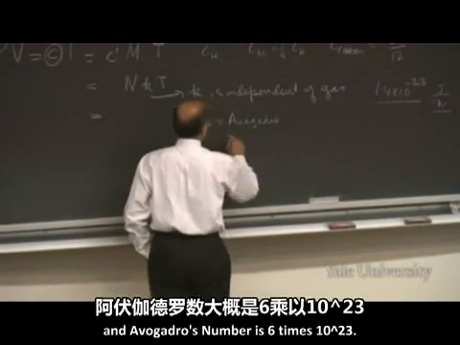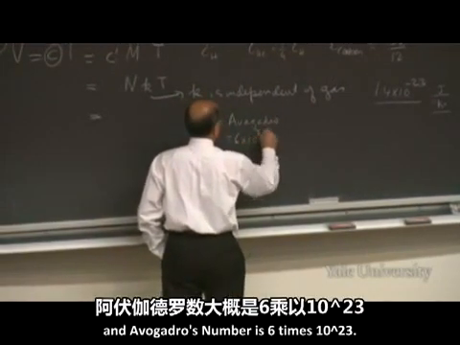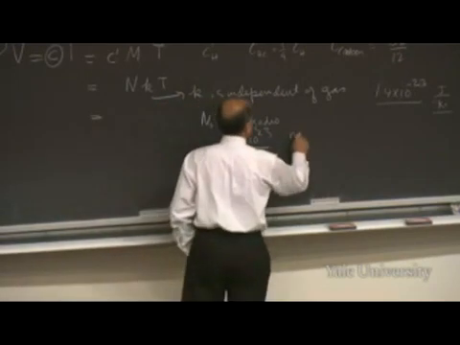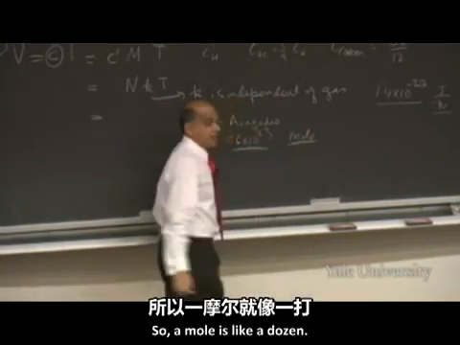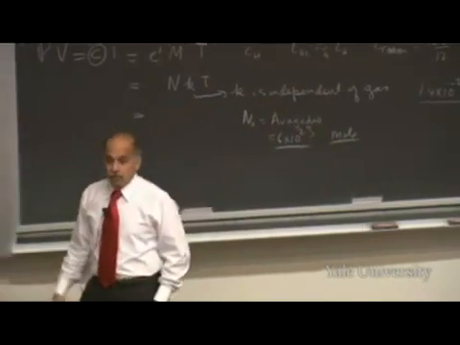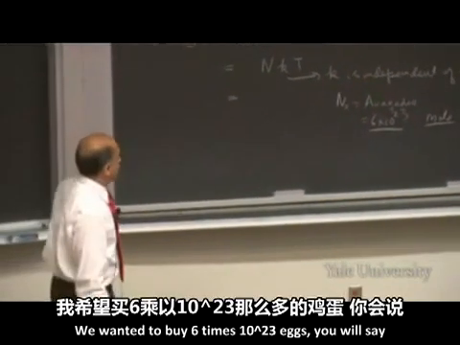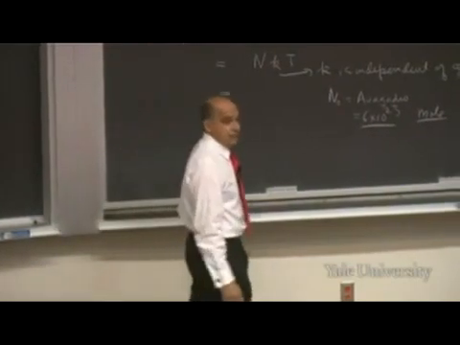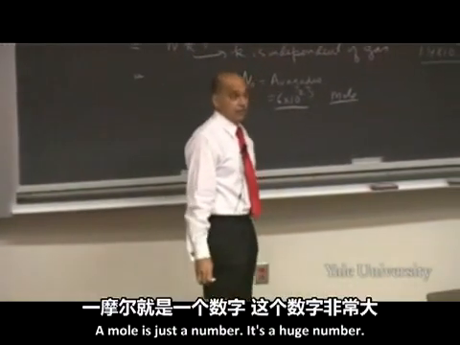And Avogadro's number is 6 times 10 to the 23. It has no units, it's simply a number, and that's called a mole. So a mole is like a dozen. If you wanted to buy 6 times 10 to the 23 eggs, you would say, get me 1 mole of eggs. So a mole is just a number, it's a huge number.